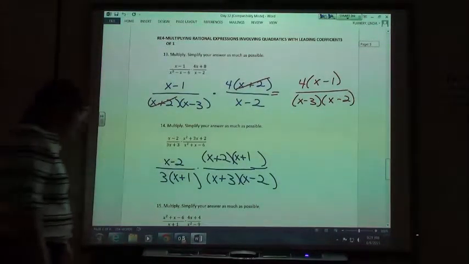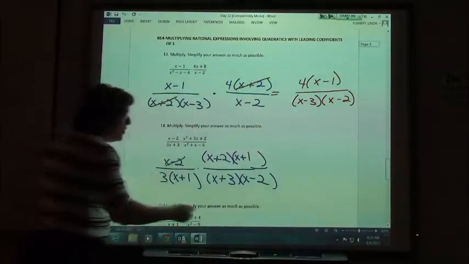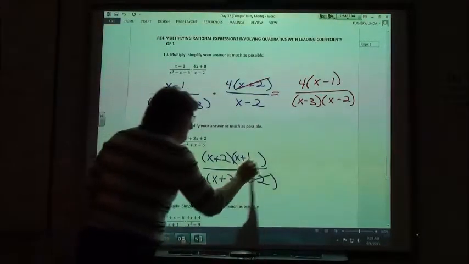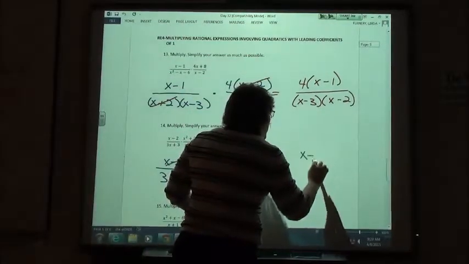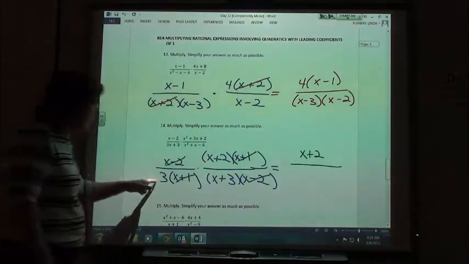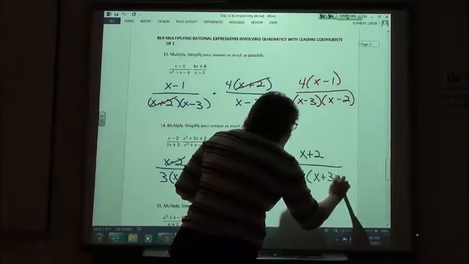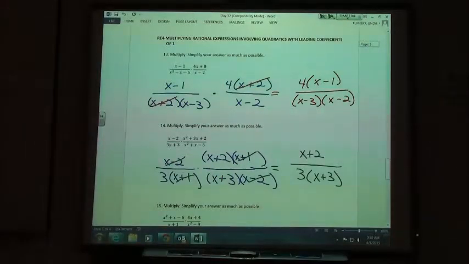So, what can we cancel out of there? X minus 2. We can take out the x minus 2, and we can also take out an x plus 1. And so on the top, we're left with an x plus 2. Don't need the parentheses since it's not times anything else. On the bottom, we have a 3 times an x plus 3. And there would be our answer, as simplified as much as we can.